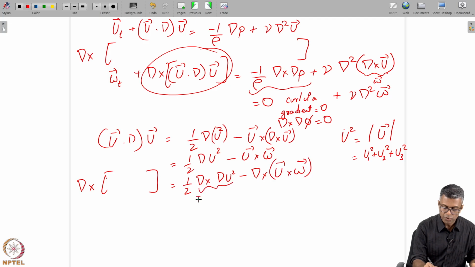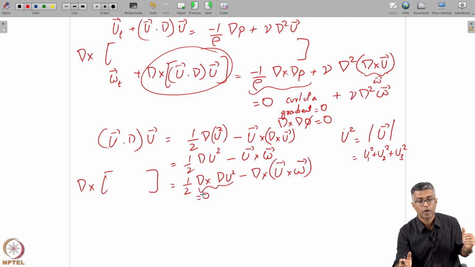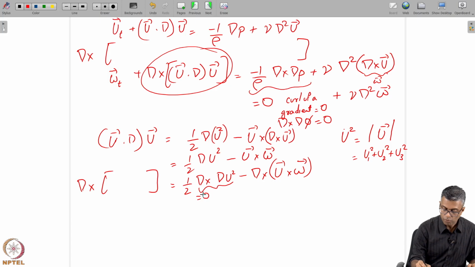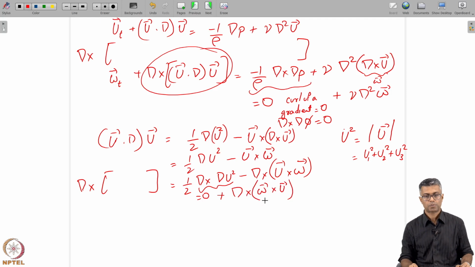This is going to go to 0 because of the same reason as I had shown earlier. When I took the curl of the pressure gradient term, that went to 0. In the exact same way, this term is also going to go to 0 because del cross del phi is equal to 0. And then what I'll do here is make this a plus and write this as del cross omega cross u. I can do that. I just flipped the cross product and made the negative a plus.